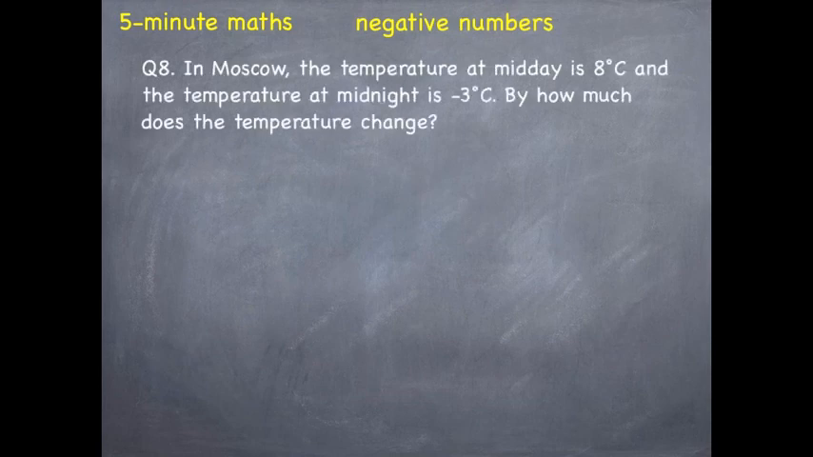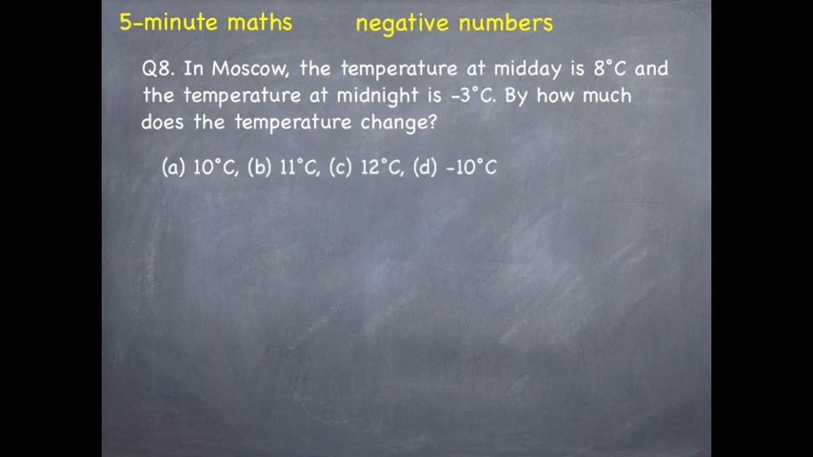In Moscow, the temperature at midday is 8 degrees Celsius, and the temperature at midnight is -3 degrees Celsius. By how much does the temperature change? And the four options are 10 degrees, 11 degrees, 12 degrees, and -10 degrees.